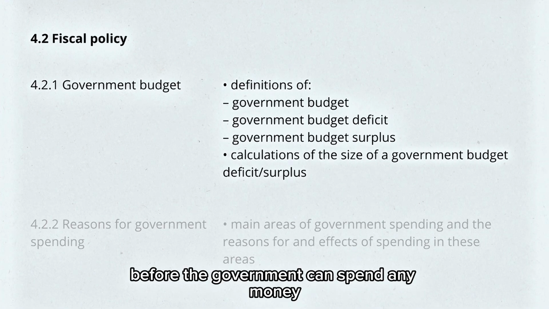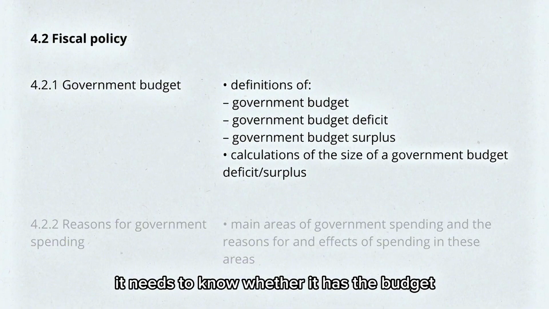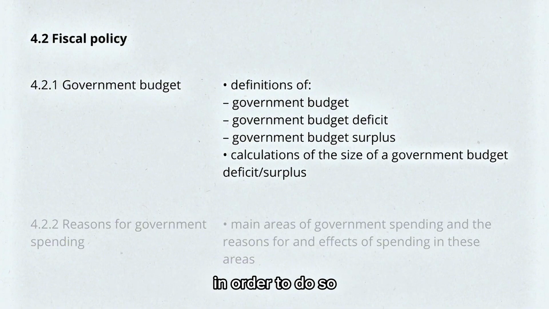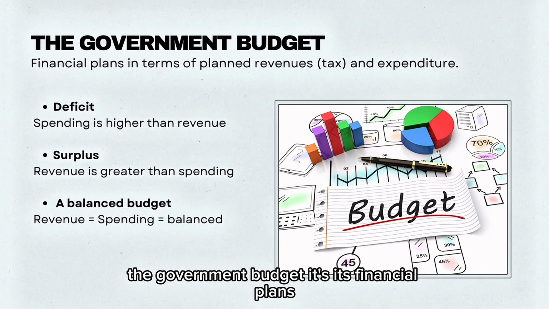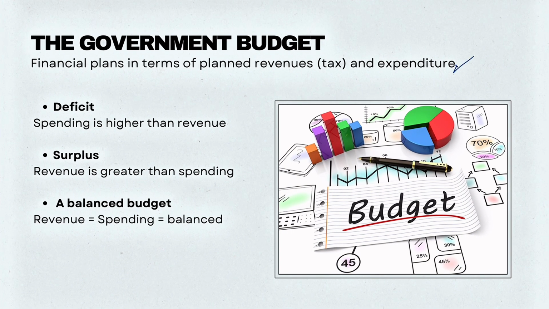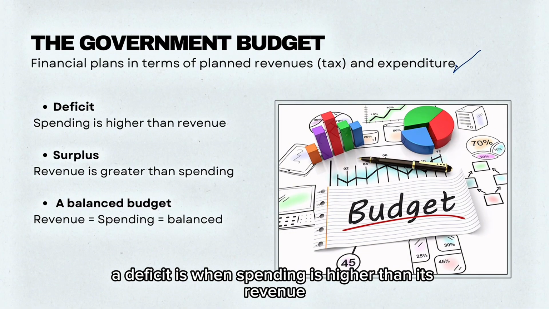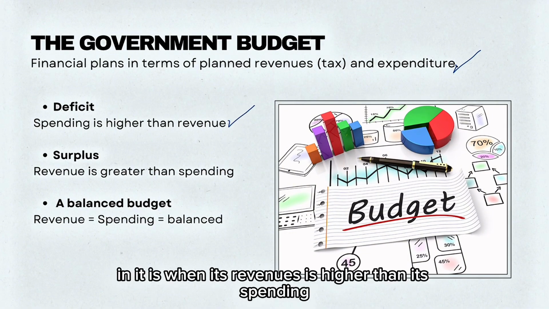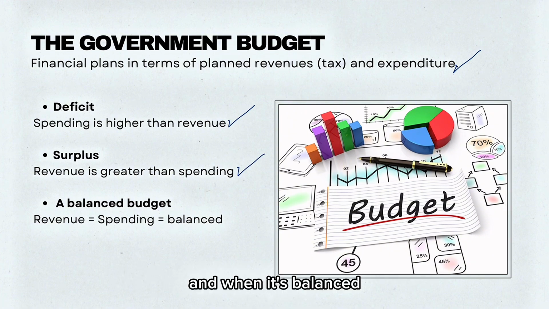Before the government can spend any money, it needs to know whether it has the budget in order to do so. The government budget is its financial plans in terms of planned revenues through tax and expenditure. A deficit is when spending is higher than its revenue, and a surplus is when its revenue is higher than its spending. And when it's balanced, revenue is equal to spending.